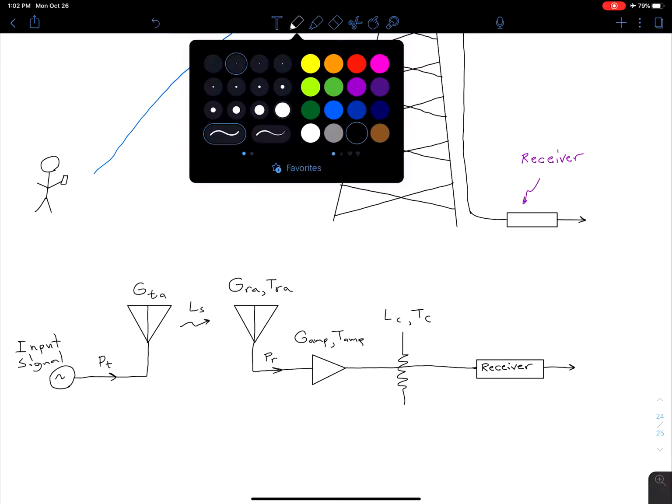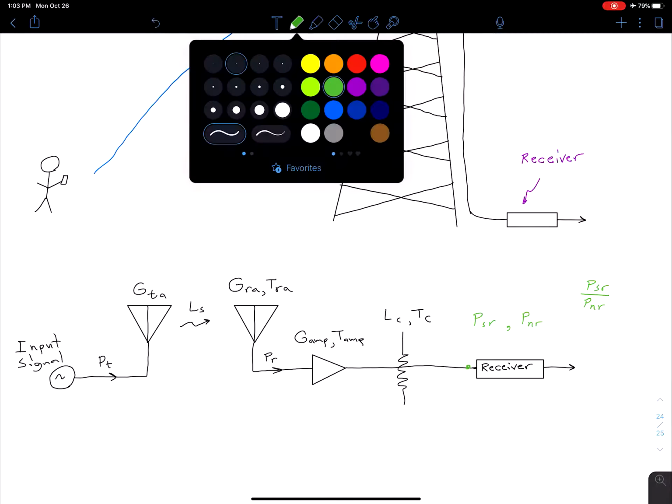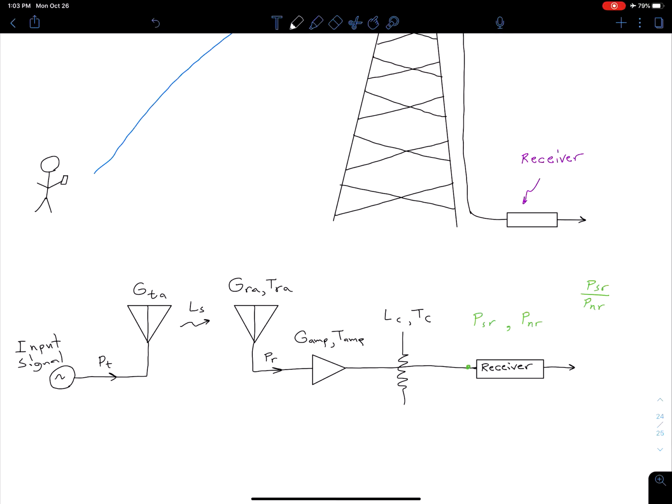At our receiver, something we're going to be interested in is that our signal has some power, the power of the signal at the receiver, which we'll call P sub SR, as well as some power of noise at the receiver. Of course, ultimately what we're going to be interested in is the signal to noise ratio, so the power of the signal at the receiver related to the power of the noise at the receiver. We'll get to that in our subsequent video.